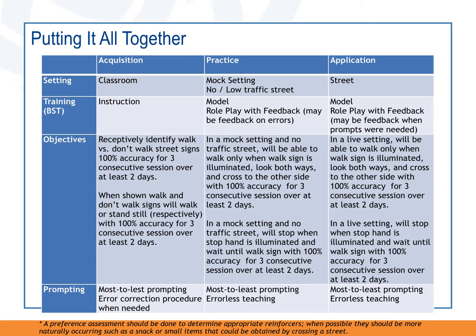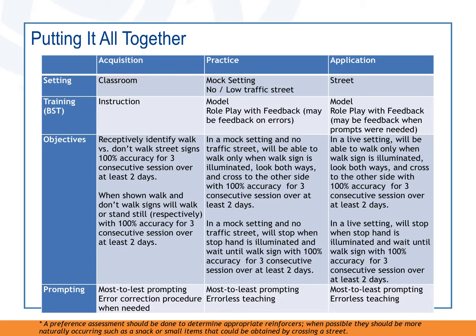So letting them know, okay, this time, I touched your back when it was time to walk. Let's see if next time you can walk when you see the walk sign instead. So the objectives are similar, except it's just the setting. So in the live setting, able to walk when the walk sign is illuminated, look both ways, cross to the other side, 3 consecutive sessions over 2 days. And in a live setting, we'll stop when the stop hand is illuminated, wait until there's a walk sign with 100% accuracy.